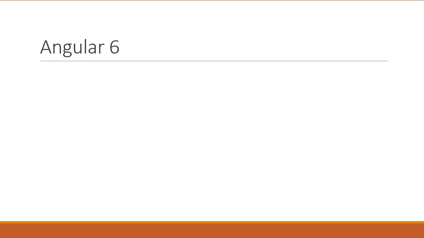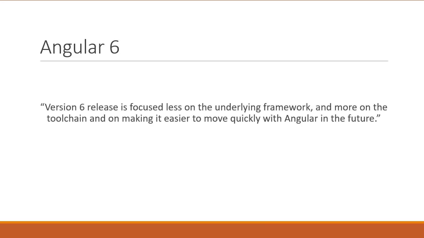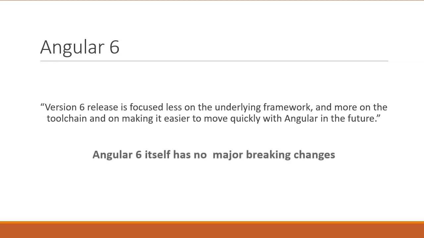Now, as the official blog states, the version 6 release is focused less on the underlying framework and more on the toolchain and on making it easier to move quickly with Angular in the future. So Angular 6 itself has no major breaking changes. However, Angular 6 depends on RxJS version 6, which unfortunately has breaking changes. Not to worry though, we can easily fix that, and we will talk more on migrating from RxJS 5 to 6 in a separate video.